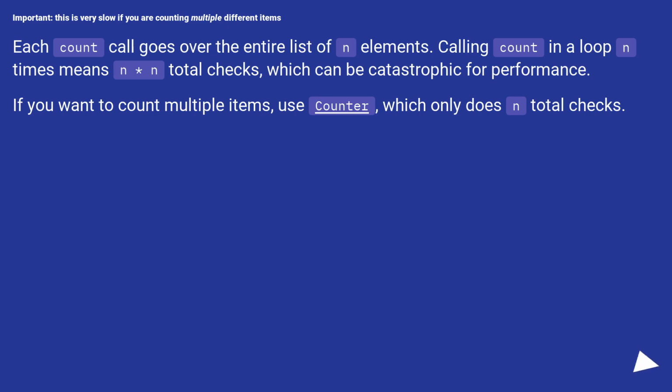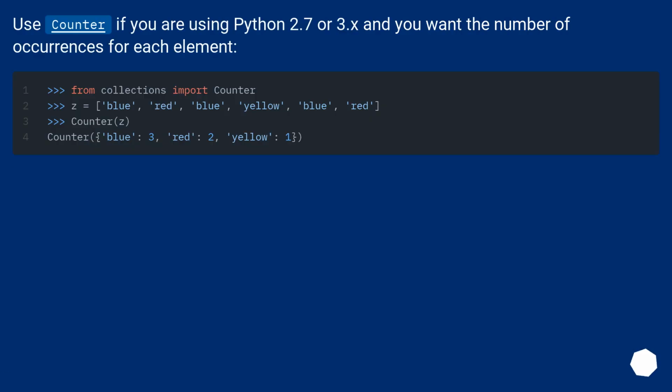If you want to count multiple items, use Counter, which only does n total checks. Use Counter if you are using Python 2.7 or 3.x and you want the number of occurrences for each element.